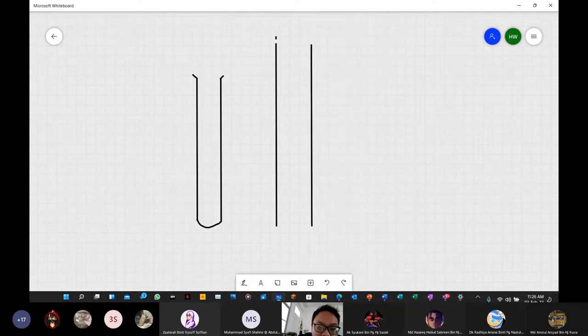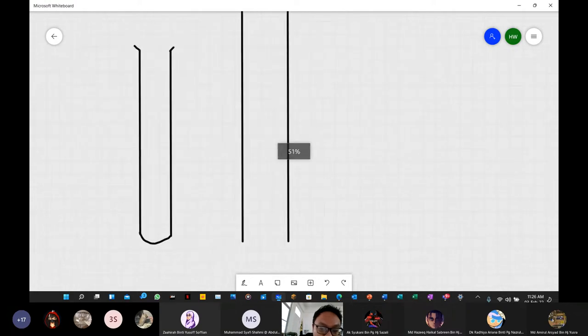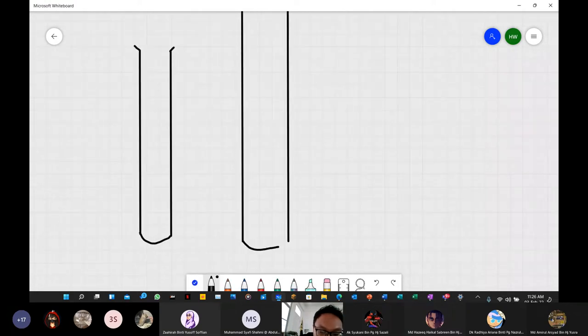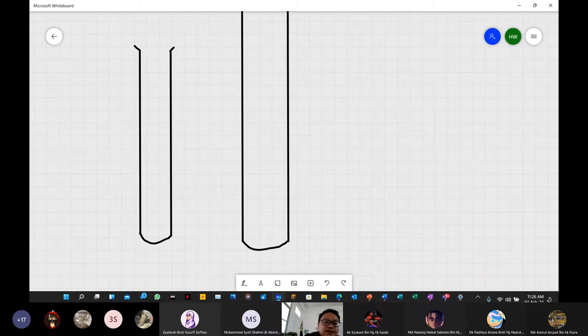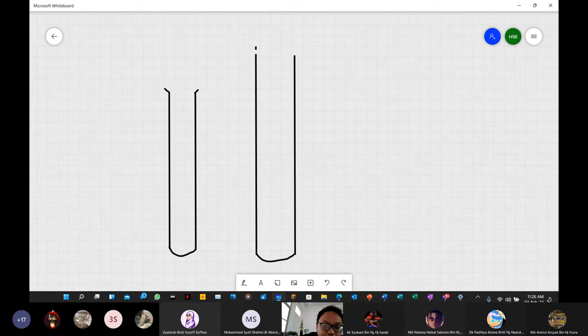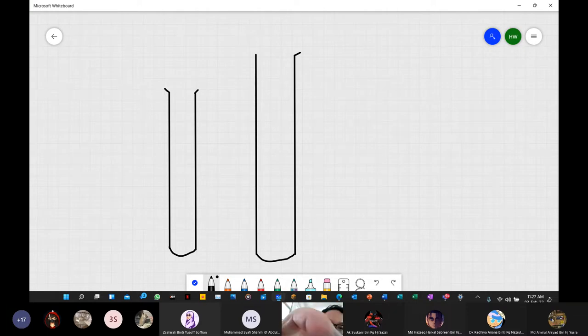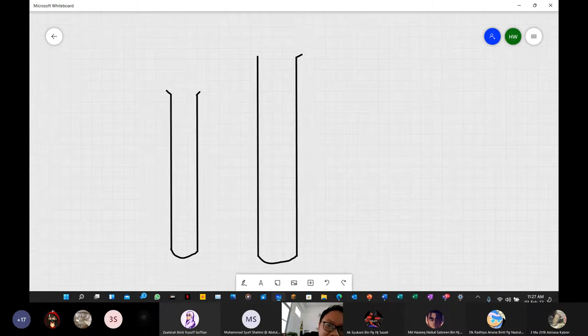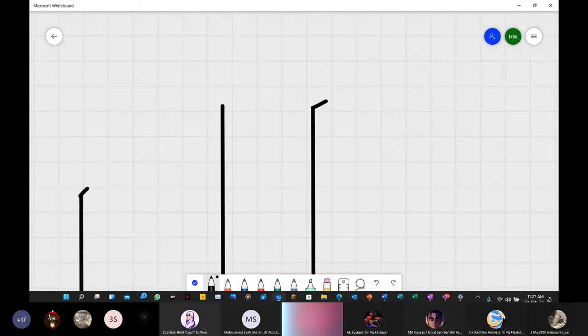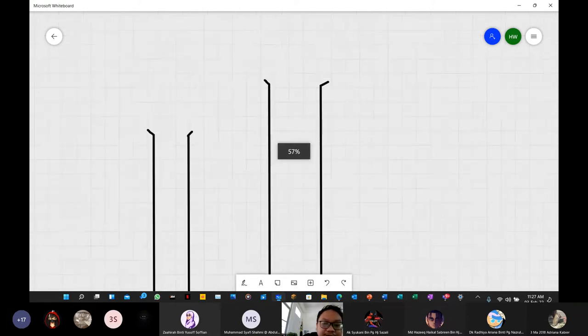Same thing. At the bottom, draw a curve, and on top, make the two lines. Make sure no broken line whatsoever. Okay, nice. Not very nice, actually. It takes a lot of trial and error. So make sure there's a line. Yep, like that. So you have the test tube and the boiling tube.